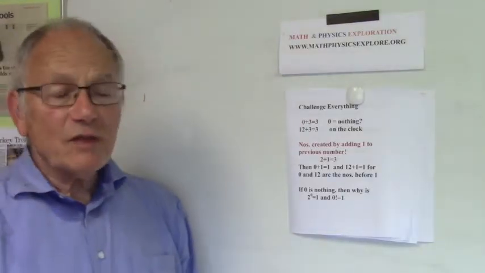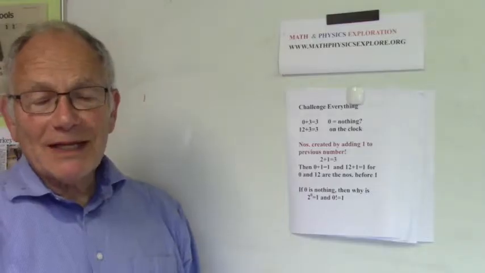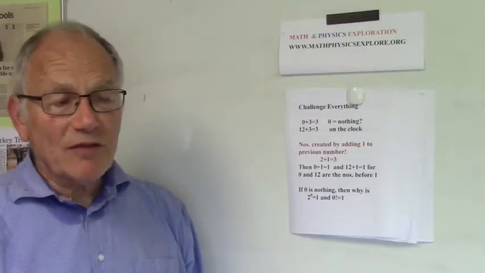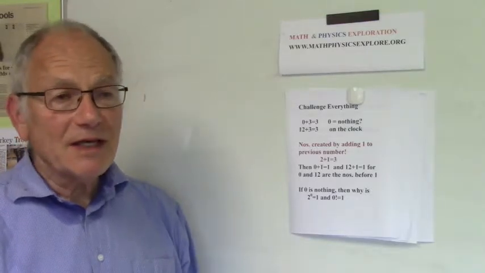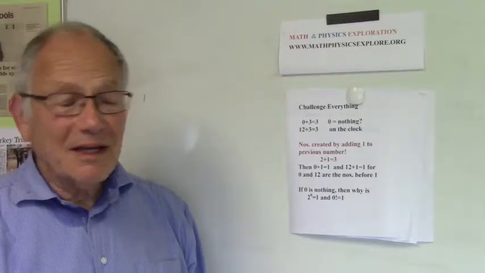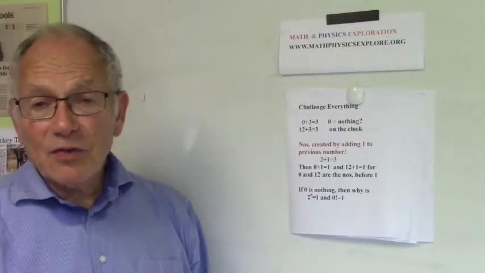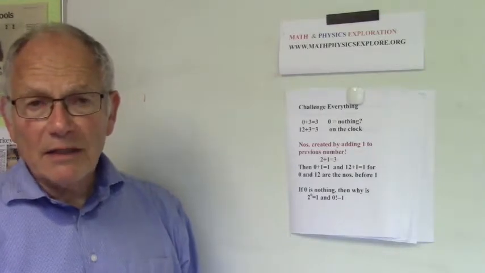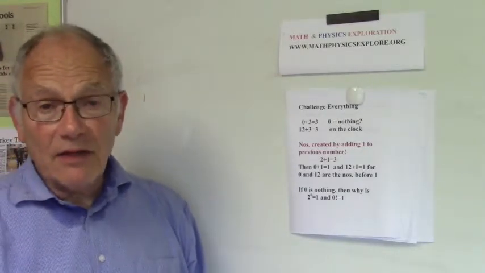So let's start off with something simple. Let us begin by challenging what we learned about zero. Like 0 plus 3 is equal to 3. And the answer a lot of us were given when I was a kid and still today is that the reason why that's true is because 0 is nothing. But if I go to a clock, 3 plus 12 on the clock is also 3. And 12 is definitely not nothing.